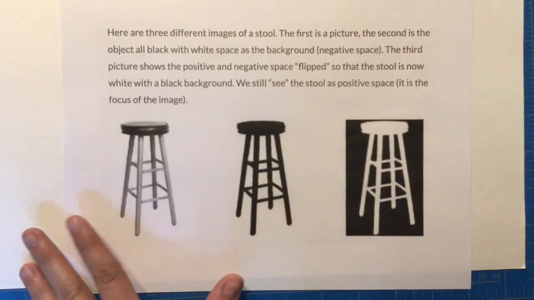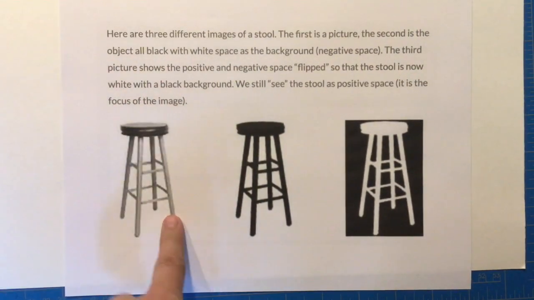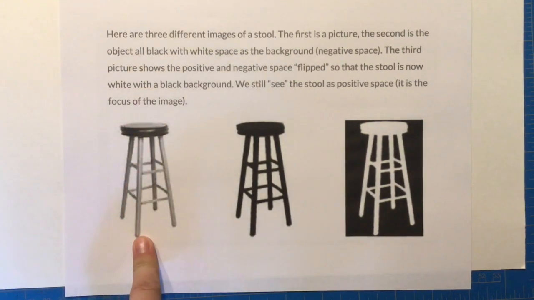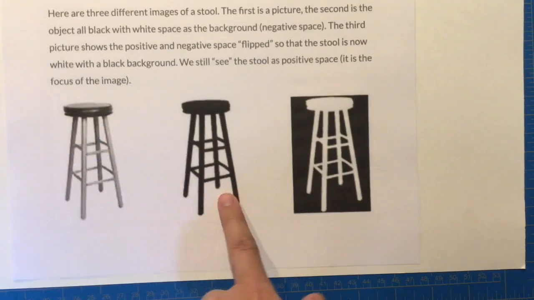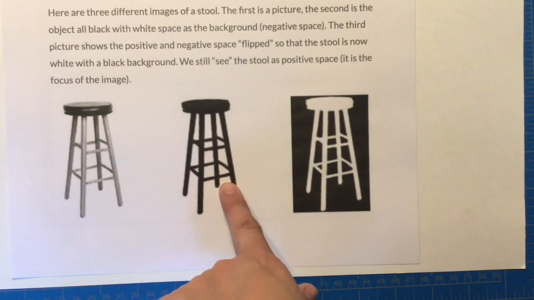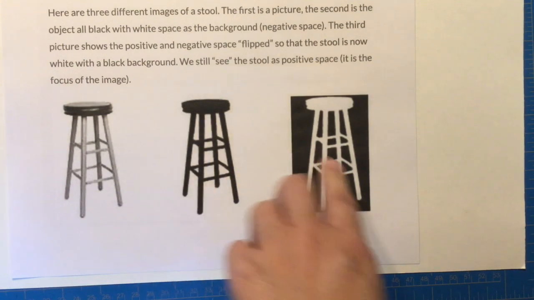So again, here's another one that talks about positive and negative space. First we have a stool here, okay, so this is a picture. The stool itself is the positive space, the empty white space would be the negative space. Here it shows the stool as just a black image. Again, it's the positive space, the empty white space would be the negative space. And then here they flip-flopped it.